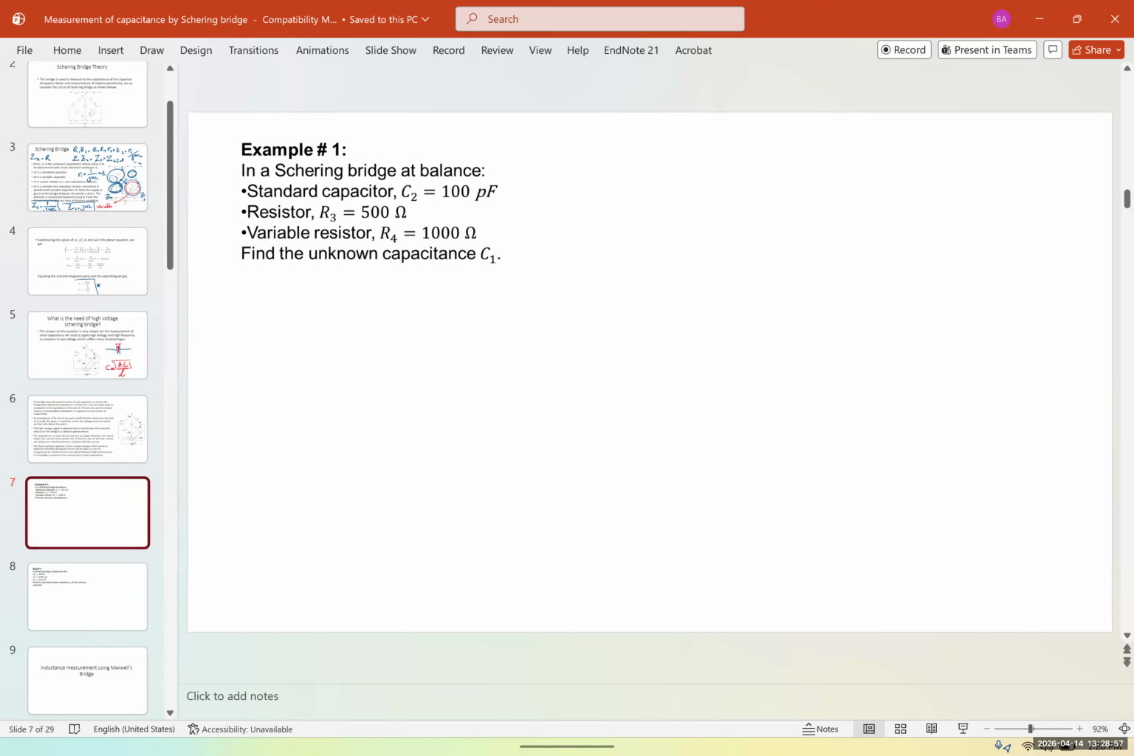So example number 1, in a shearing bridge, and you can use the slides. A balanced shearing bridge. The standard capacitor C2 is 100 picofarad. A resistor R3 is 500 ohms. And variable resistor R4 is 1000 ohms. We want to find the unknown capacitance C1.